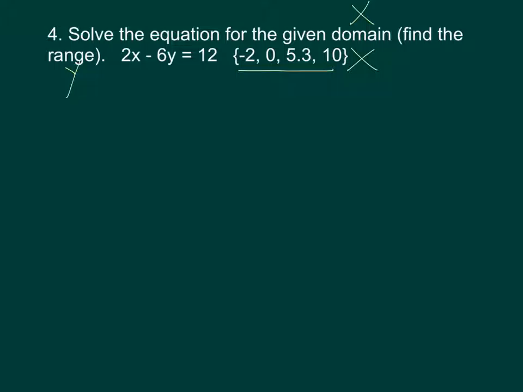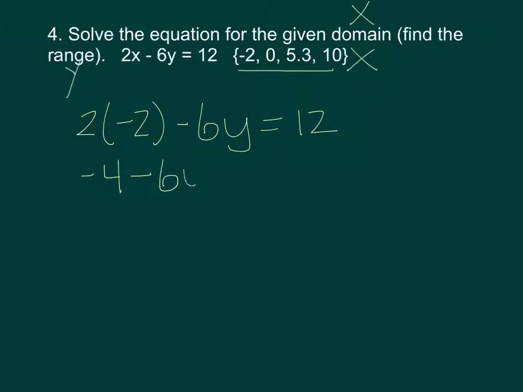So let's start with the first one. The first one is -2. So I'm going to take this -2 right here, plug it in for x, and then we're going to solve for that y. So I'm going to get 2 times -2 minus 6y equals 12. Positive 2 times -2 is -4. Well, you always got to watch those negative signs.